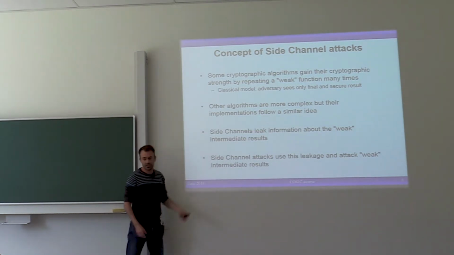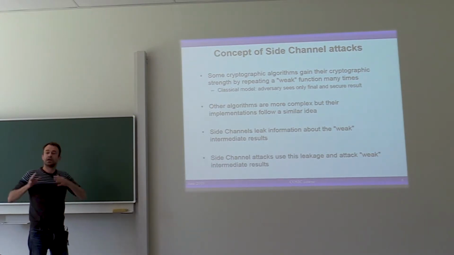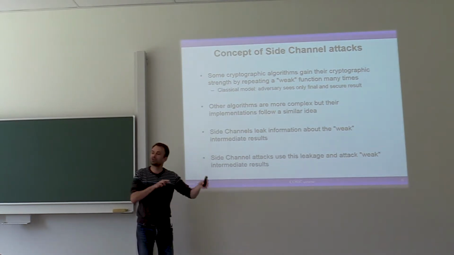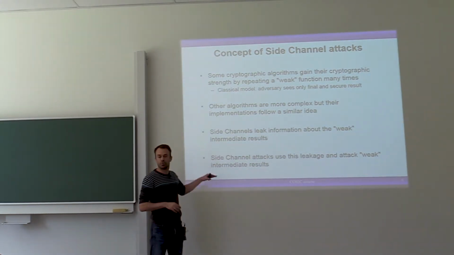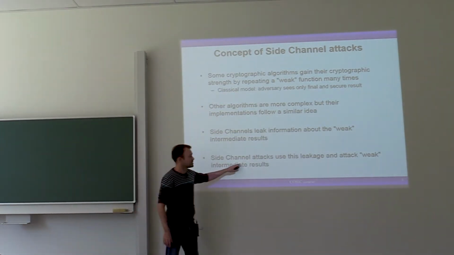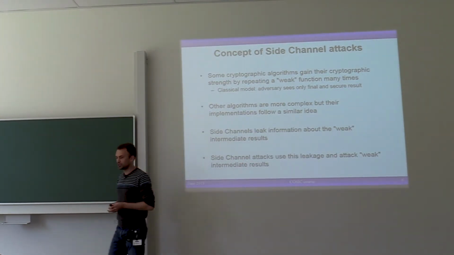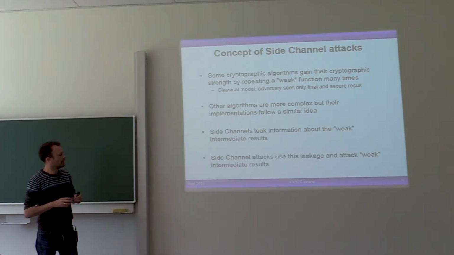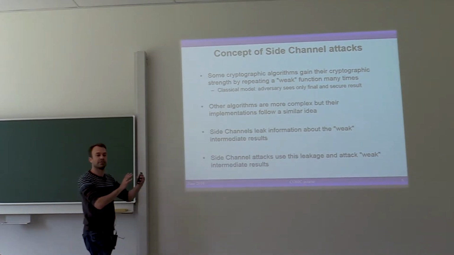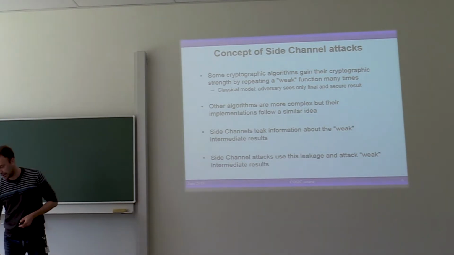And so the important observation is that the various side channels leak information during this process. They leak information about the cryptographically not so strong intermediate results while the strength builds up. And of course, attackers, if they know what they're doing, can gather this information and use this extra information to break this weak intermediate version of the algorithm during the processing, rather than the final result that should be hard.